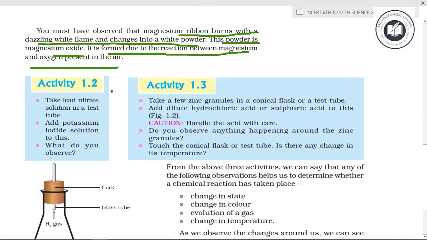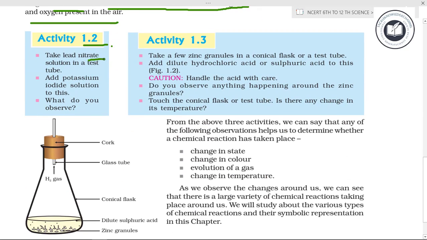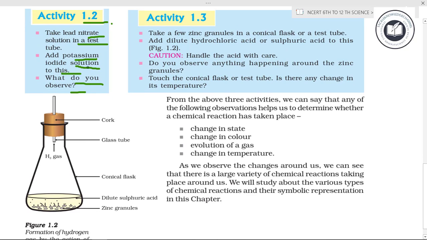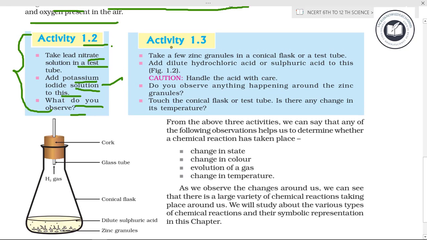Activity 1.2: take lead nitrate solution in a test tube and add potassium iodide solution to this. What do you observe? We have to observe what is happening in this activity.